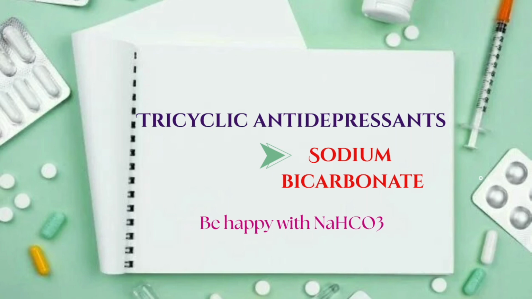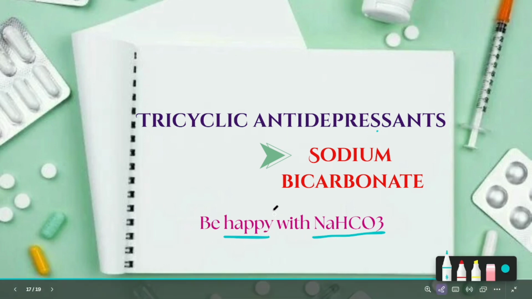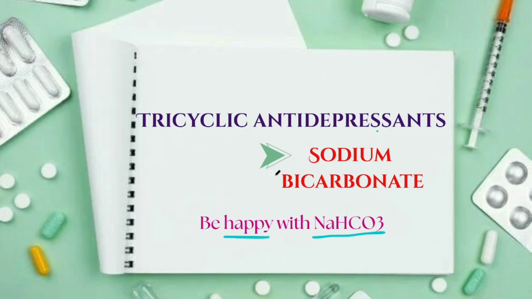The mnemonic is be happy with NaHCO3. We know that NaHCO3 is the chemical formula for sodium bicarbonate. Be happy. As we know, after taking tricyclic antidepressants, the person's mood will lift. That means the person will become happy. So, to become happy, we take tricyclic antidepressants, and if there is an overdose, then we have to give sodium bicarbonate. So be happy with NaHCO3. That means for tricyclic antidepressants, the antidote is sodium bicarbonate.